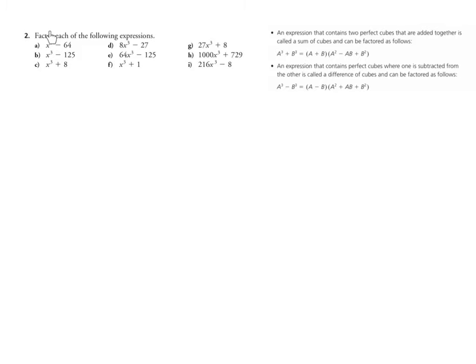All right, number 2, factor each of the following expressions. So x cubed minus 64. This is not a sum of cubes. This time we have a difference of cubes. And so the difference is, instead of a plus b, you're going to have a minus b here. And instead of a minus ab in the middle, you're going to have a plus ab in the middle.